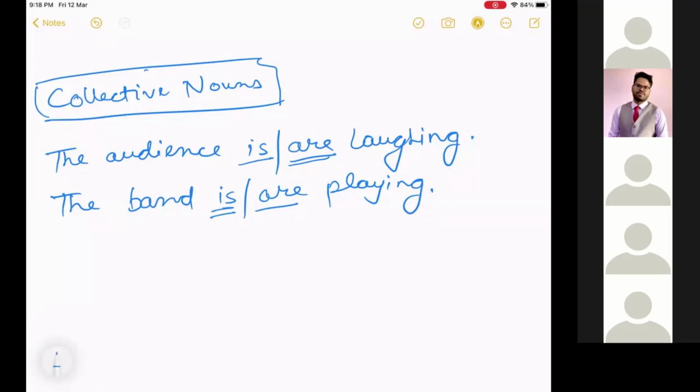Next is Varun. Yes, sir. Actually, when audience and band, both will be "are". Okay. Akash, tell me, so what will be for band, is or are? Okay, I'll tell you. Let's seek the opinion of everyone. Jyotsna ma'am? The audience are laughing, the band is playing.